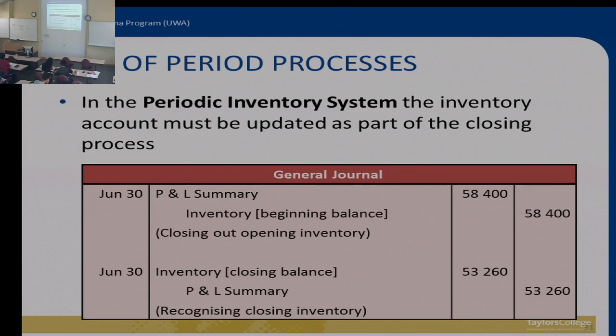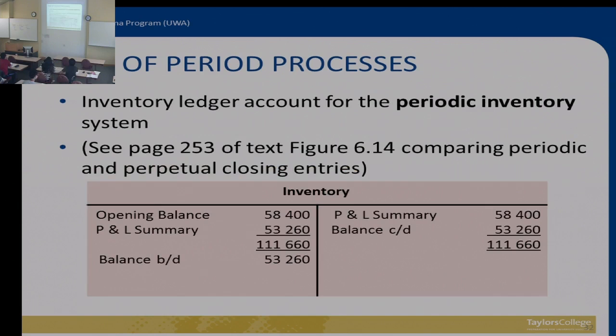So if you're using the perpetual system, you don't need to do anything with your inventory balance because it's a permanent account. Inventory is a permanent account normally. It's only for the periodic system that you're doing this strange thing here where you're taking out the old inventory balance and putting in the new inventory balance through the use of your profit and loss summary account. Okay.